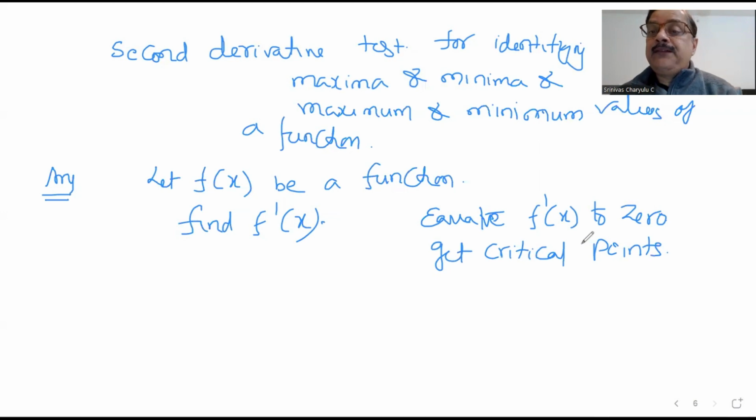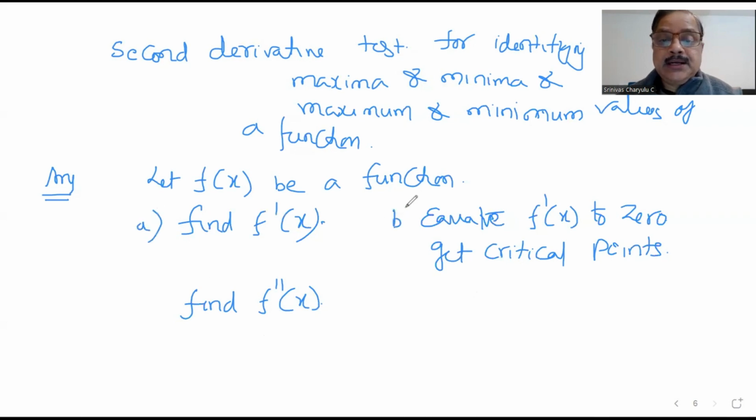So once we equate f dash x to 0, you will be able to solve an equation and you will get the critical points. These are called points where you have got a feel that you are having a maxima or a minima or points of inflection. These critical points will decide. Next, find f double dash x. See step by step. First, this one. Second step is this. Find f double dash x.